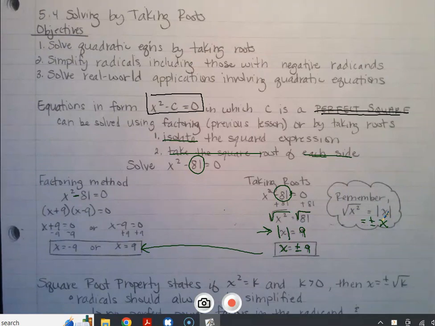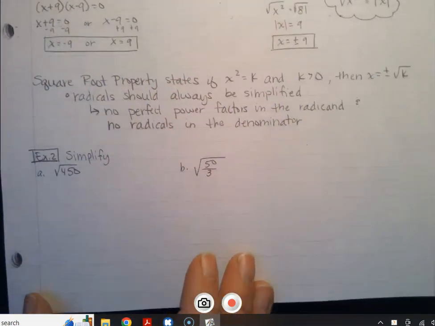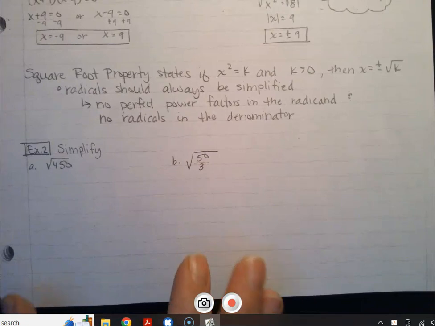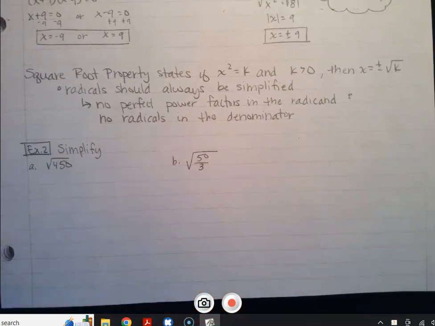All right. So then the square root property states if x squared equals k and k is greater than 0, then x equals a positive or negative square root of k. So whatever that is, it doesn't matter what the number is. We're going to practice that down here. This is going to be helpful to see.